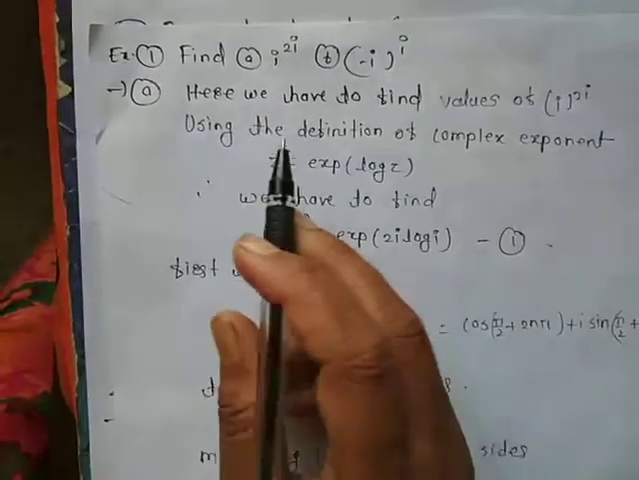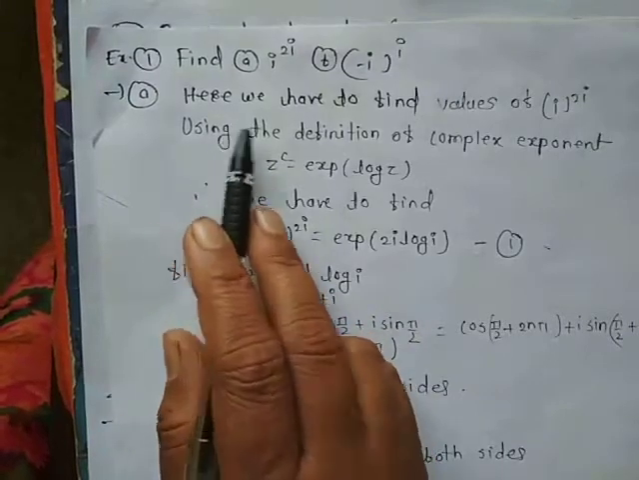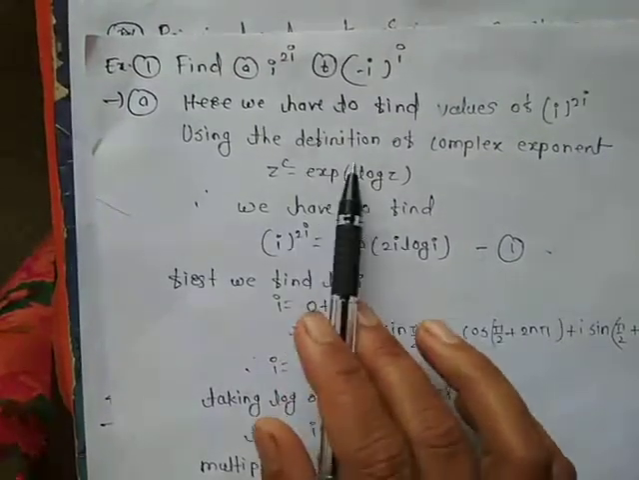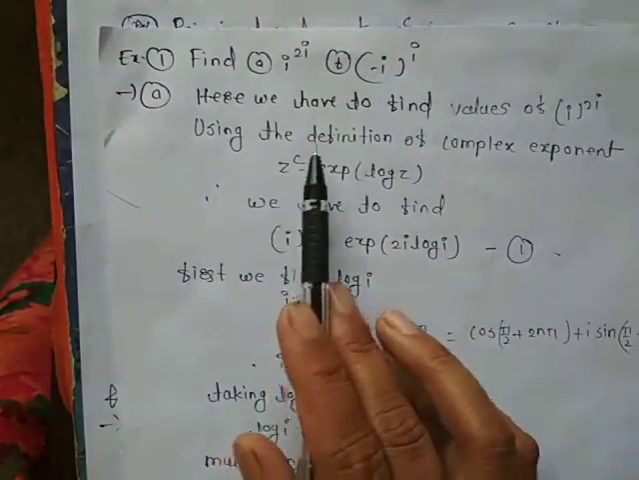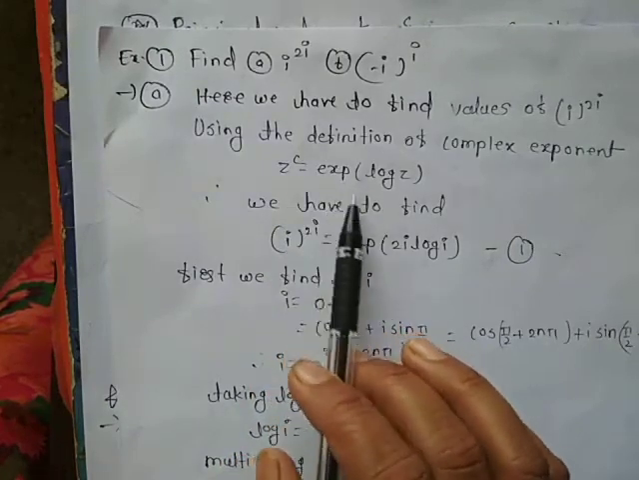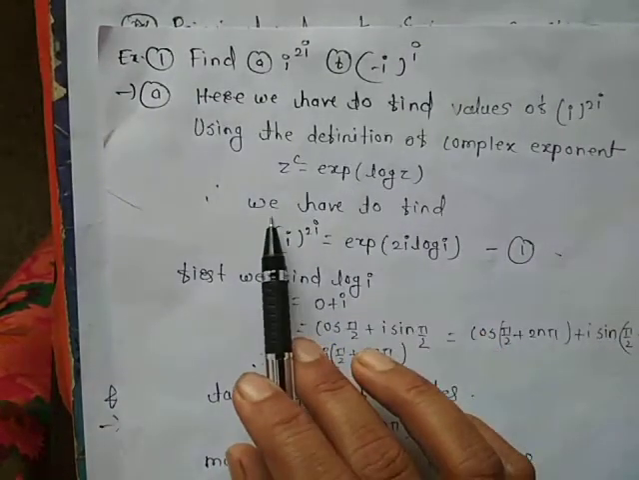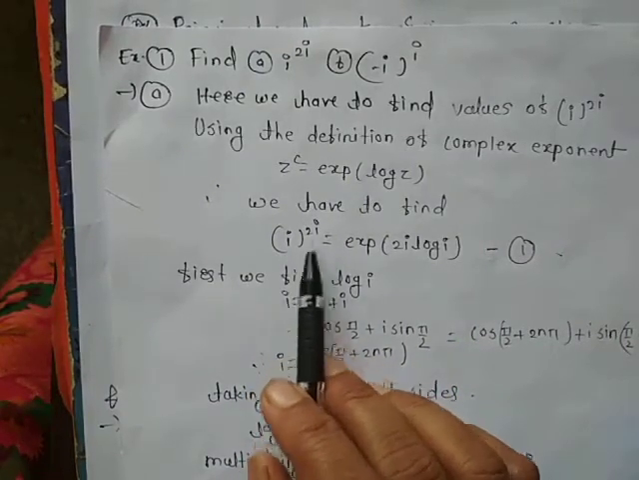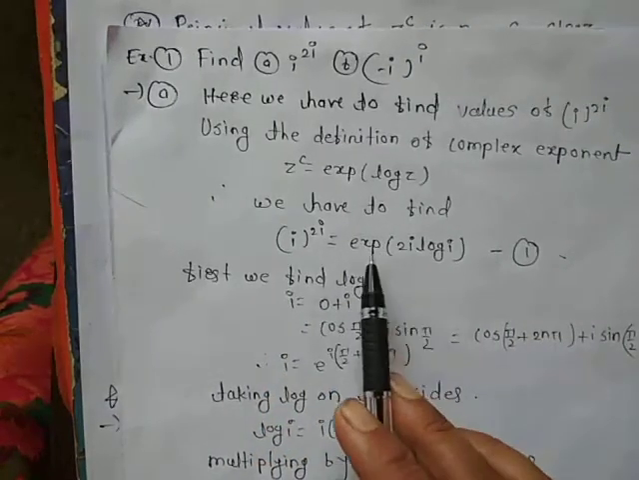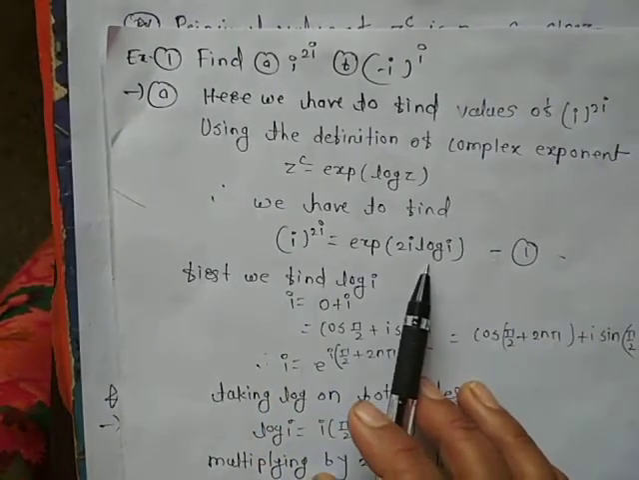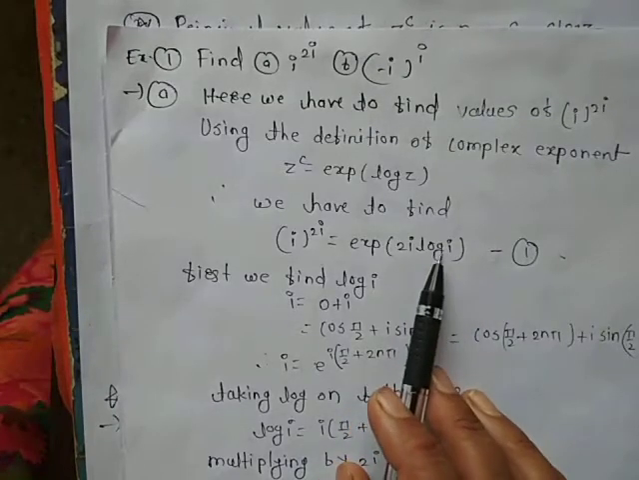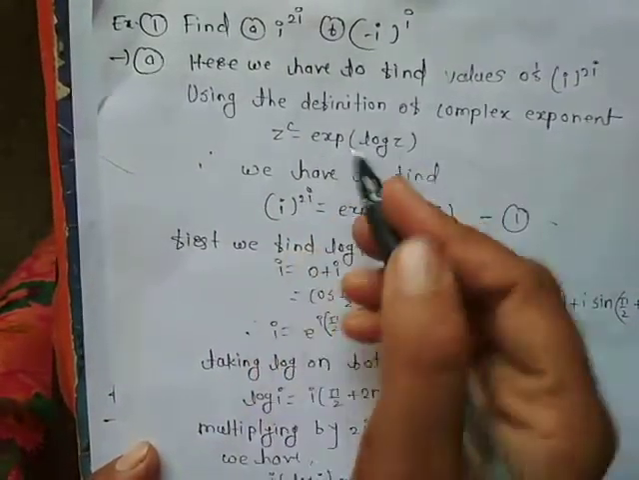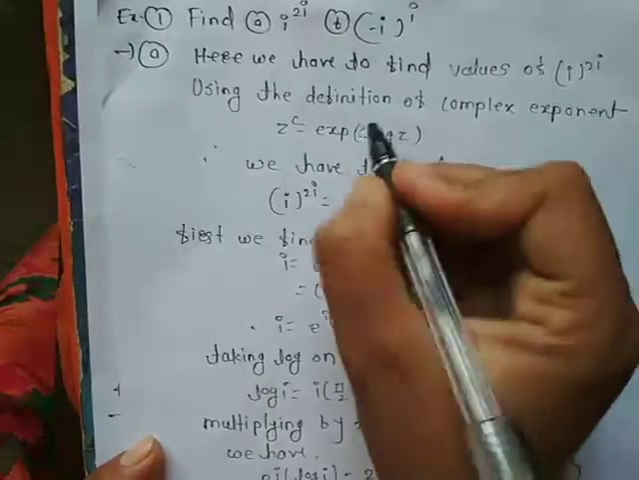Let us see an example for better understanding. Here we have to find the values of i raised to 2i, using the definition of complex exponent. Complex exponent z raised to c is equal to exponential of c log z. That is, we have to find i raised to 2i, which is equal to exponential of 2i into log i. Here z raised to c is exponential of c log z.